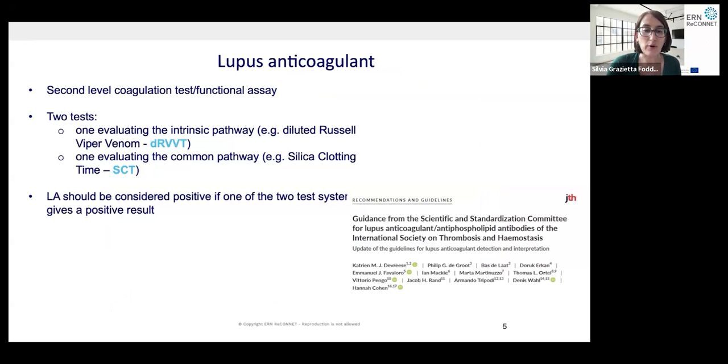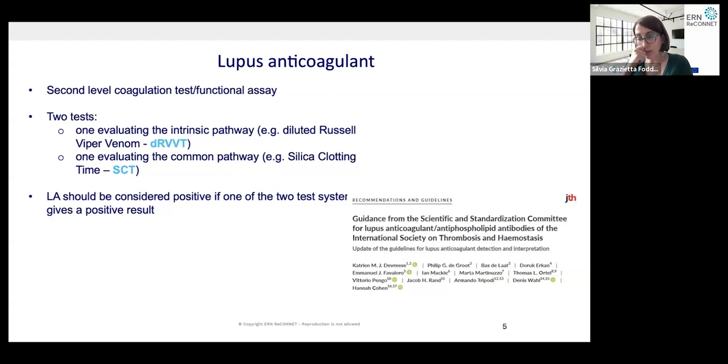Now I'm going to focus a little bit more on lupus anticoagulant testing because, as I said, all three types of antibodies need to be tested in a referral lab. But specifically for lupus anticoagulant, we need to be aware that this type of testing is very tricky. In fact, we have international guidelines from the International Society on Thrombosis and Haemostasis that give the recipe to perform this testing, because the chance of giving a result that is not solid is very common.